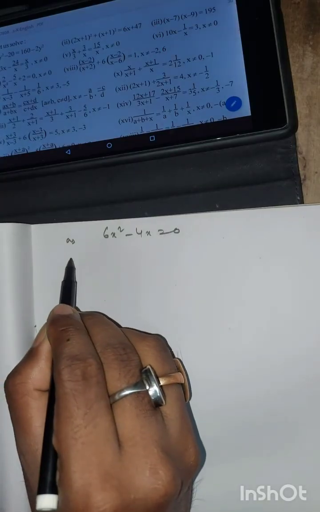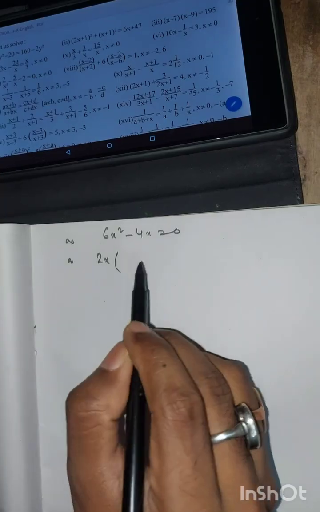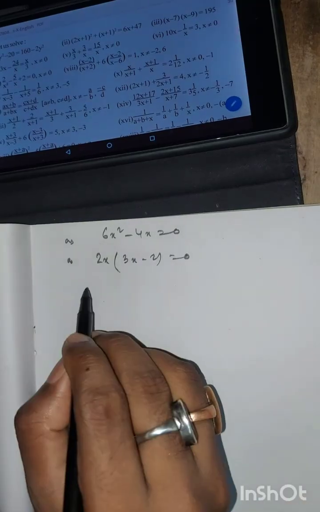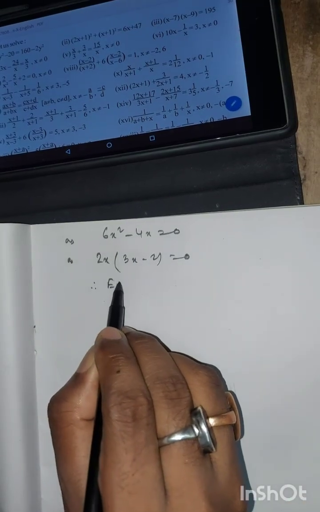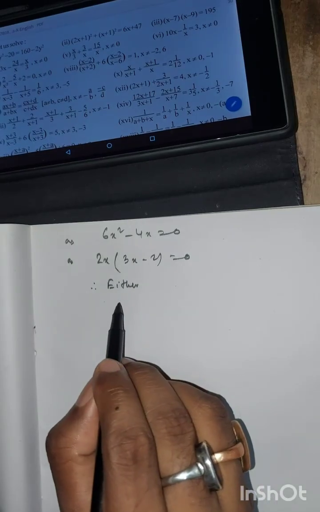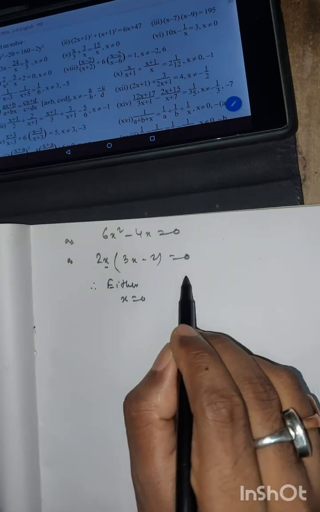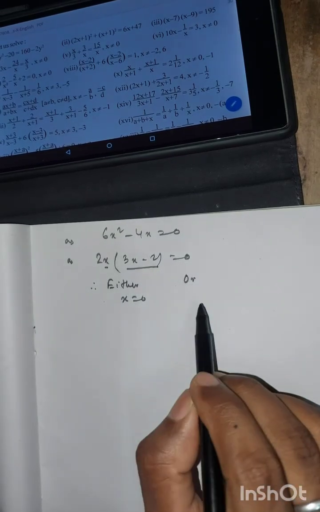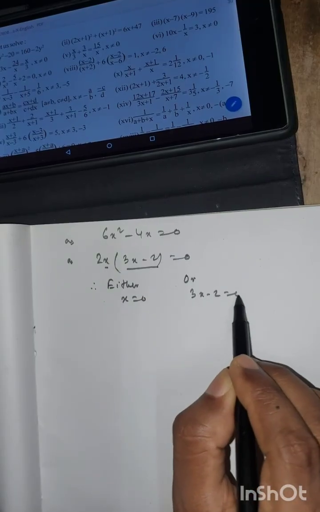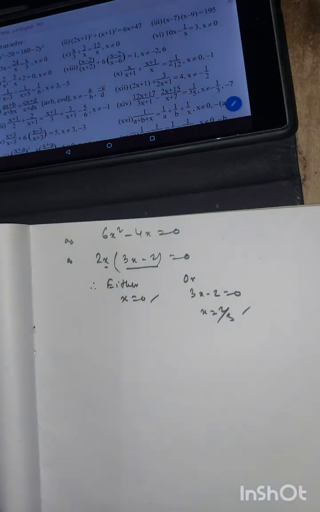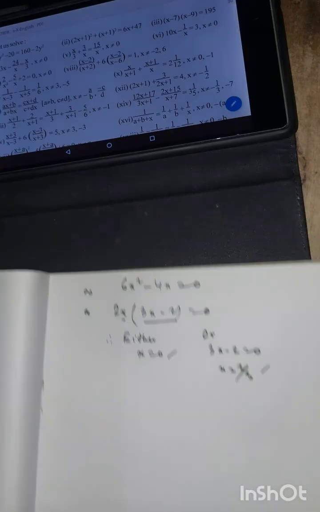If we take 2x common, it becomes 3x minus 2 equal to 0. Therefore either x equal to 0, either this x is 0 or this part is 0. So x equal to 2/3. So these are the two values of x. Okay, this should be our answer. Now let us proceed to our next question, that is question number 9.